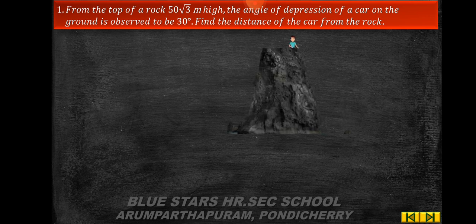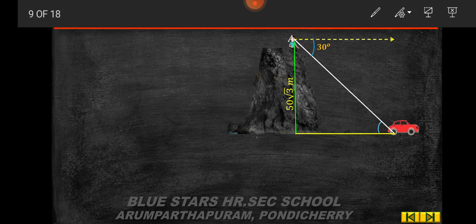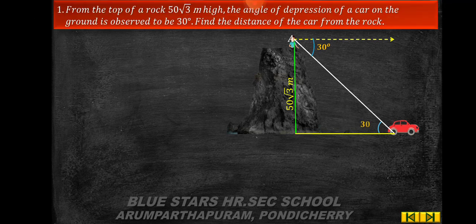So imagine this is a rock. A man is standing at the top of the rock, that is 50√3 meter height. Then there is a car. So mark the top of the rock as A. Then the angle of depression from the man to the car is 30 degree. Then join the line from the rock to the car, that angle is 30 degree.